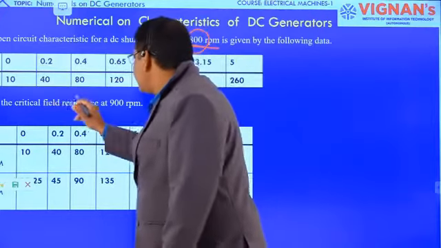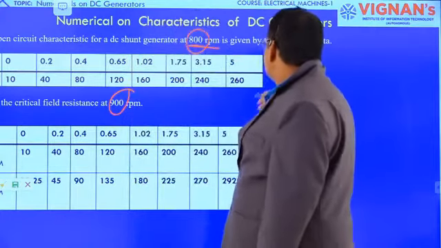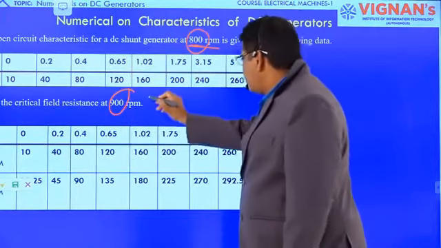Find the critical field resistance at 900 RPM. So up to here it is the problem.